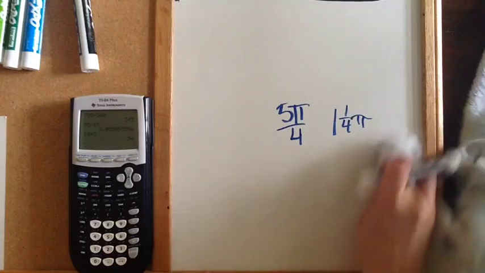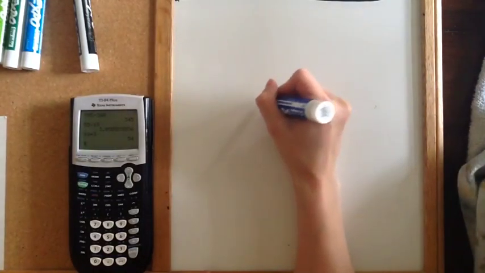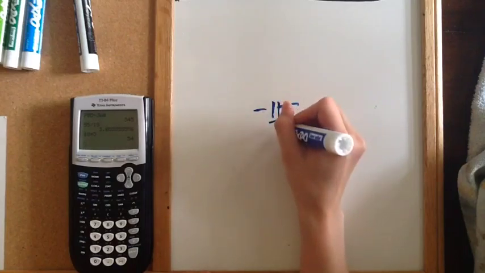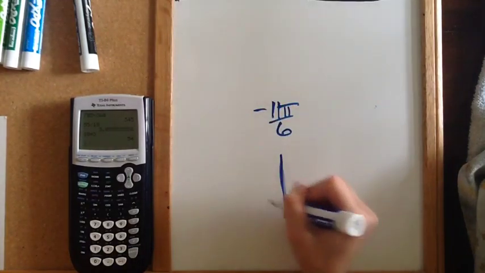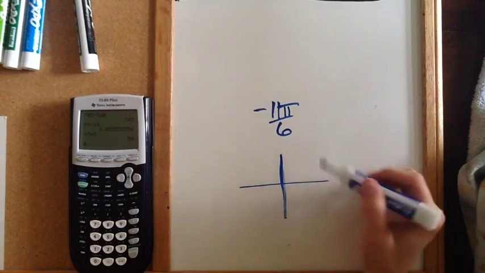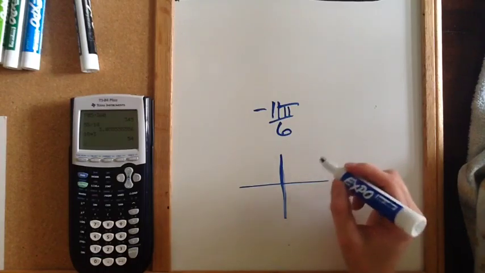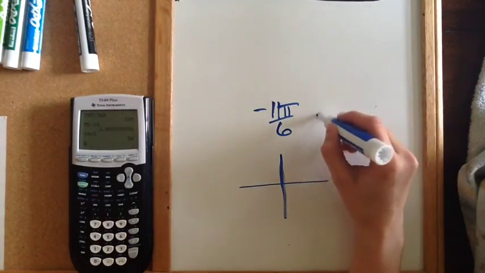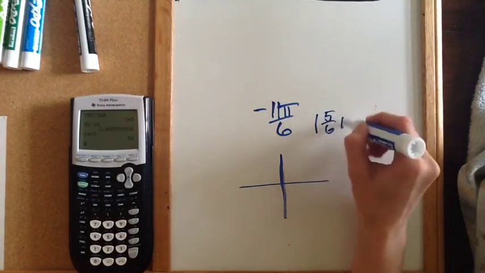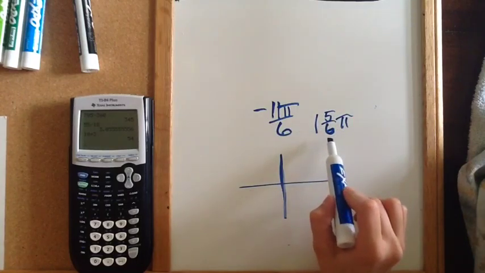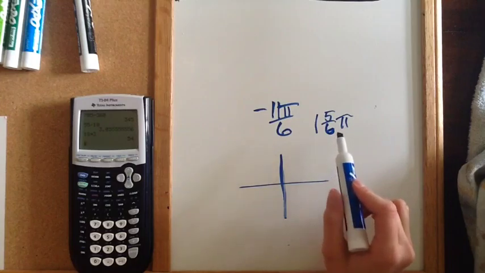Okay. What if I give you negative 11 pi sixths? Since it's negative, rather than going counterclockwise, we're going to go clockwise. Okay. So 6 goes into 11 once, and I have 5/6 left over. So if you look, this is also really close to 2 pi. It's just shy of 2 pi by a sixth.